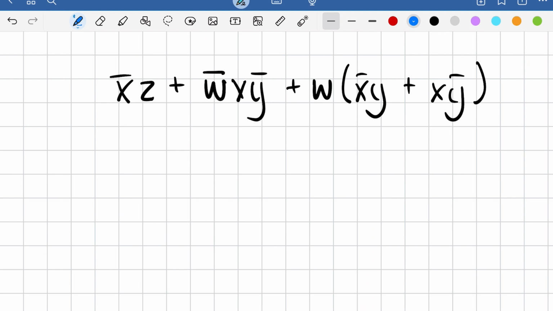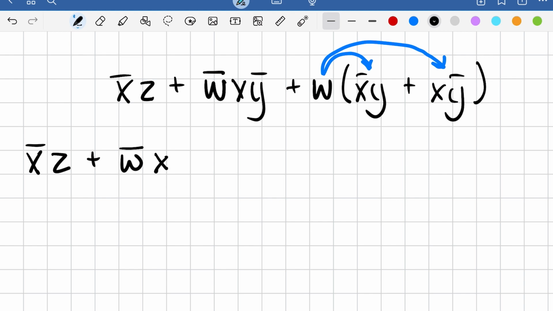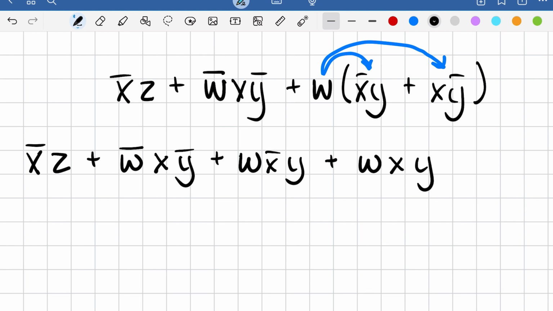The next equation is x prime z plus w prime x y prime plus w, and then distribute into these. The first thing that I want to do is distribute this w into these. So I'll write x prime and z, or w prime x and y prime, or w and x prime and y, or w and x and y prime.